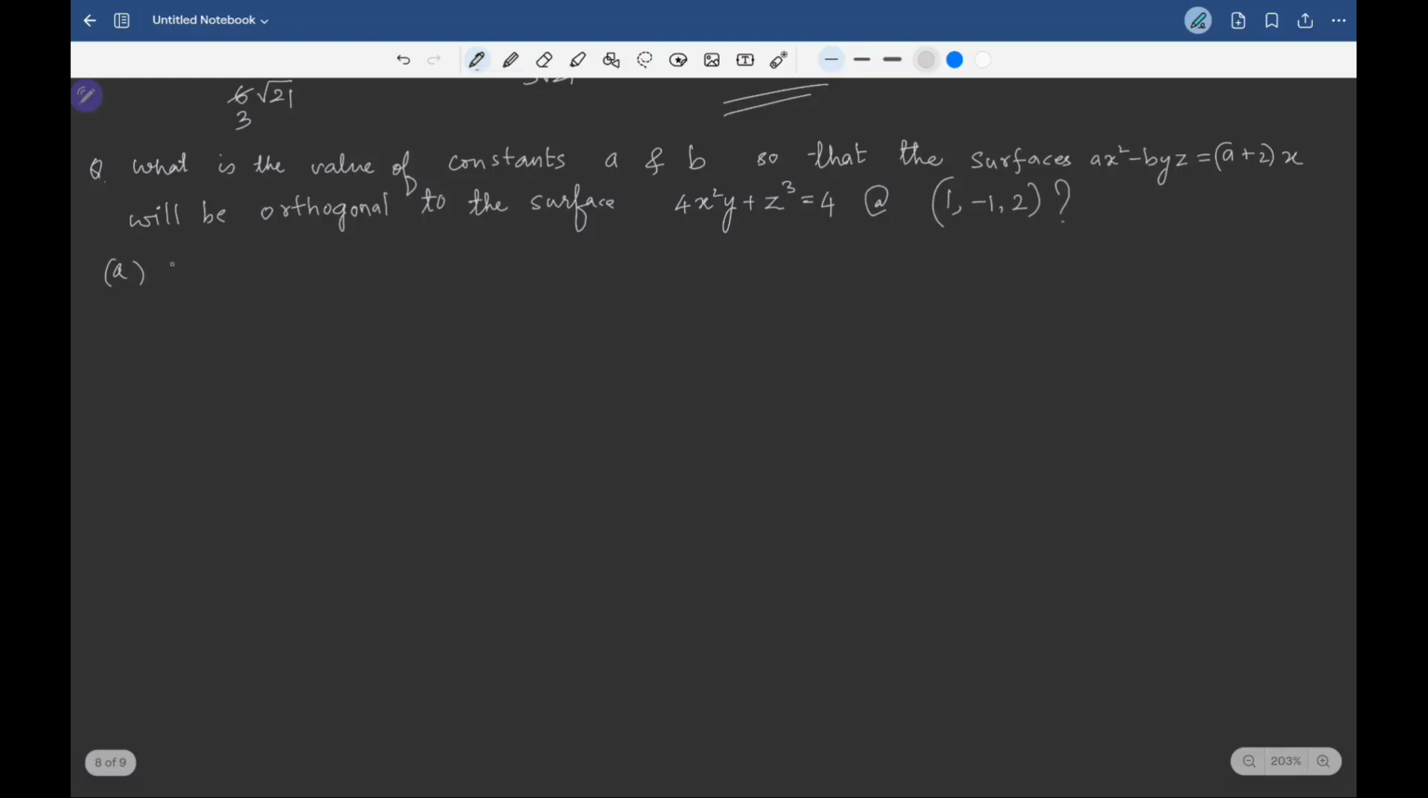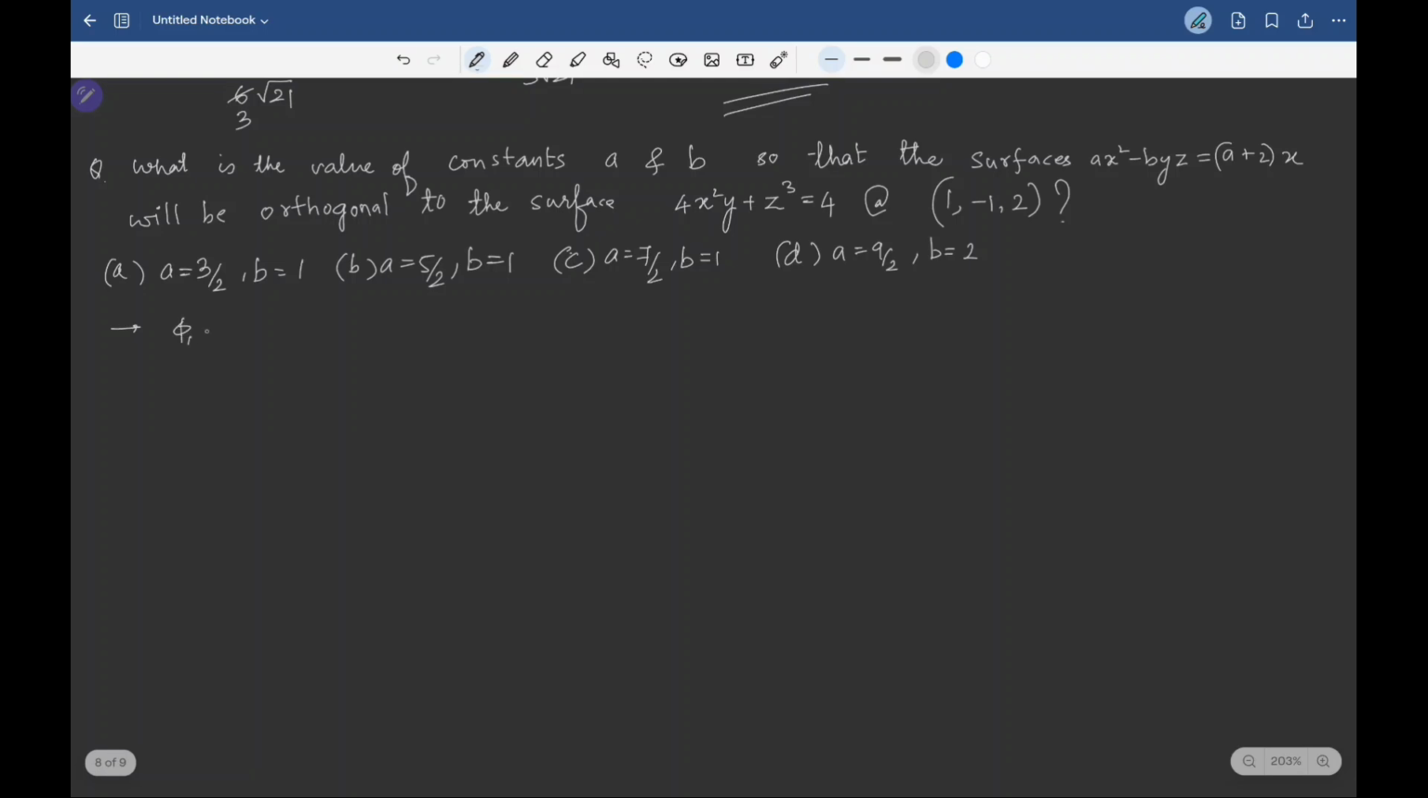Options are an MCQ question. A is equal to 3 by 2, b is equal to 1. Option B, A is equal to 5 by 2, b is equal to 1. Option C, A is equal to 7 by 2, b is equal to 1. D, A is equal to 9 by 2, b is equal to 2. So pause the video first, try, then match the answer.